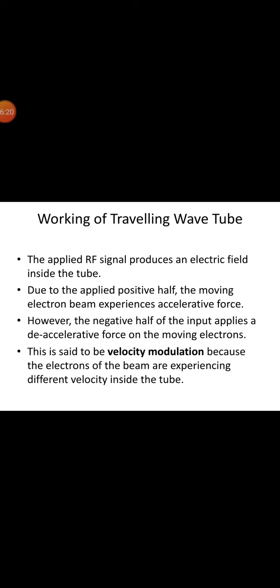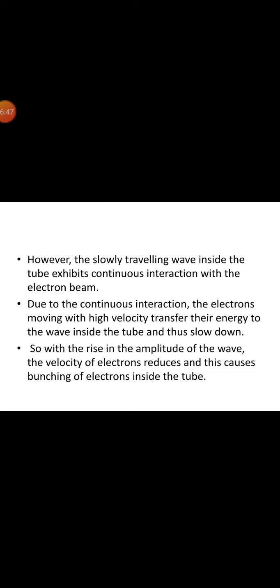Now let us see how the traveling wave tube works. The applied RF signal produces an electric field inside the tube. Due to the applied positive half cycle, the moving electron beam experiences accelerative force. However, the negative half cycle of the input applies a decelerative force on the moving electrons. This is said to be velocity modulation because the electrons of the beam are experiencing a different velocity inside the tube. However, the slowly traveling wave inside the tube exhibits continuous interaction with the electron beam.